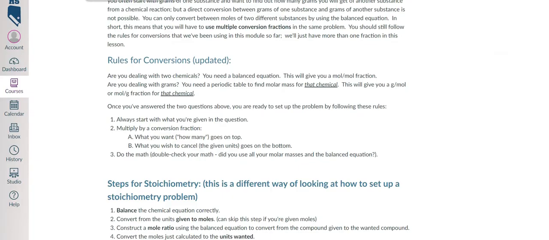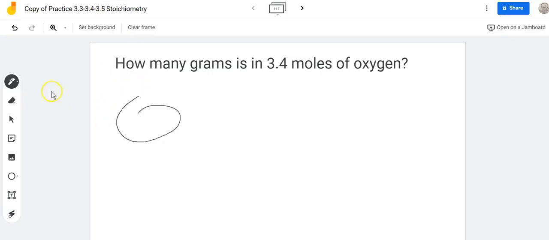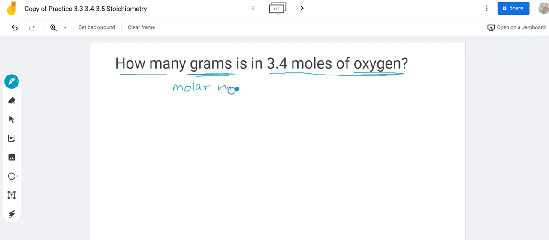So let's go ahead and do a quick review. Here's a question: how many grams is in 3.4 moles of oxygen? I only have one chemical, which is oxygen, and my question is asking for grams. Since I have grams here, I do need to find the molar mass of that chemical, which in this case is oxygen.